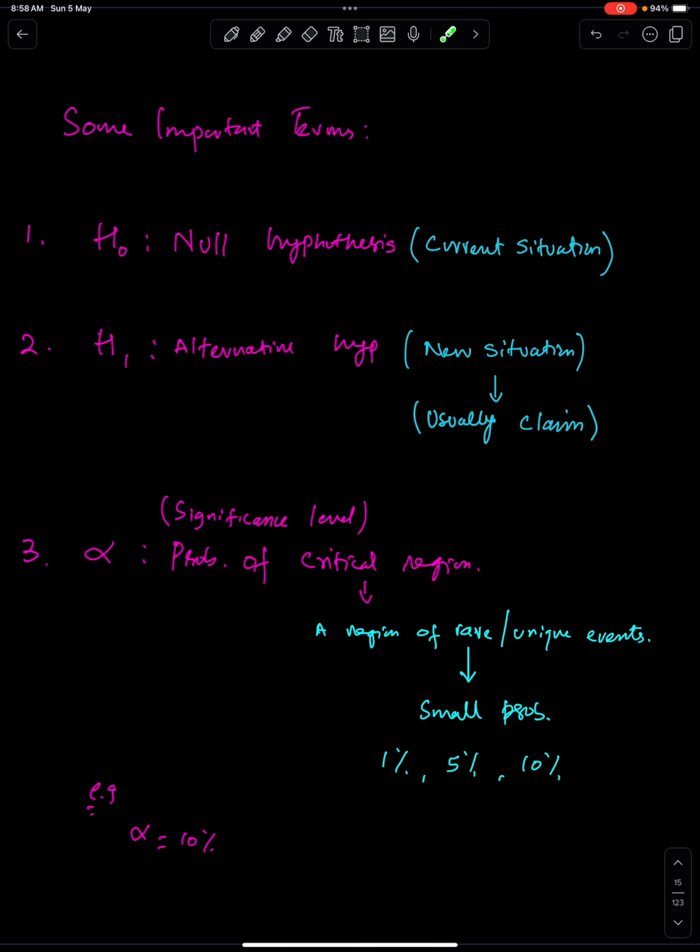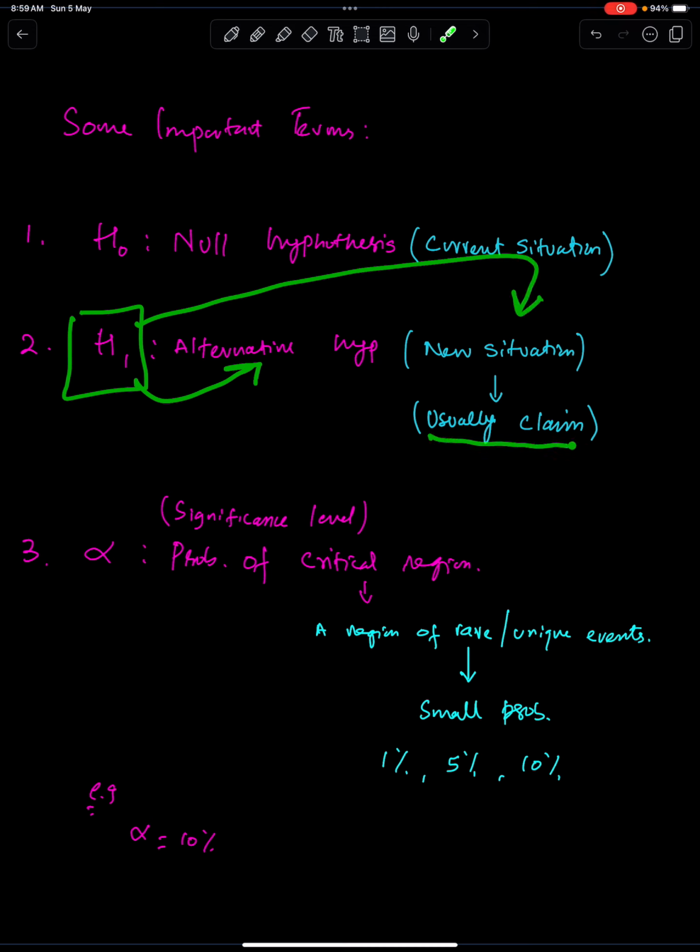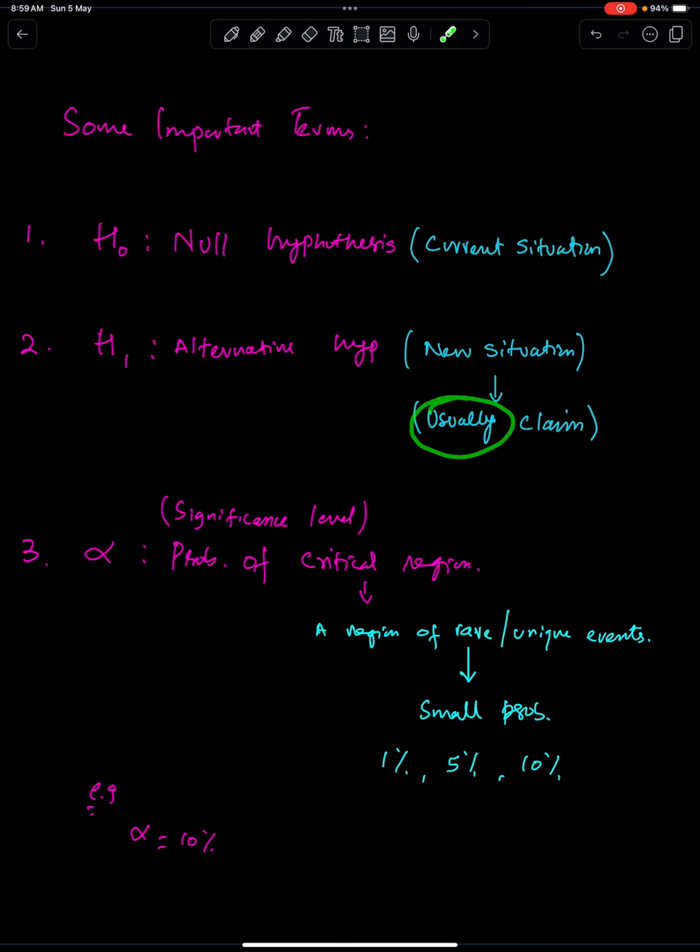The first important term used in testing of hypothesis is H naught, which is known as the null hypothesis, and it means the current situation or the routine events. The second important term is H1, which is known as the alternative hypothesis, and it means the new situation or usually a claim, usually, not always. And these two hypotheses are always opposite to each other.